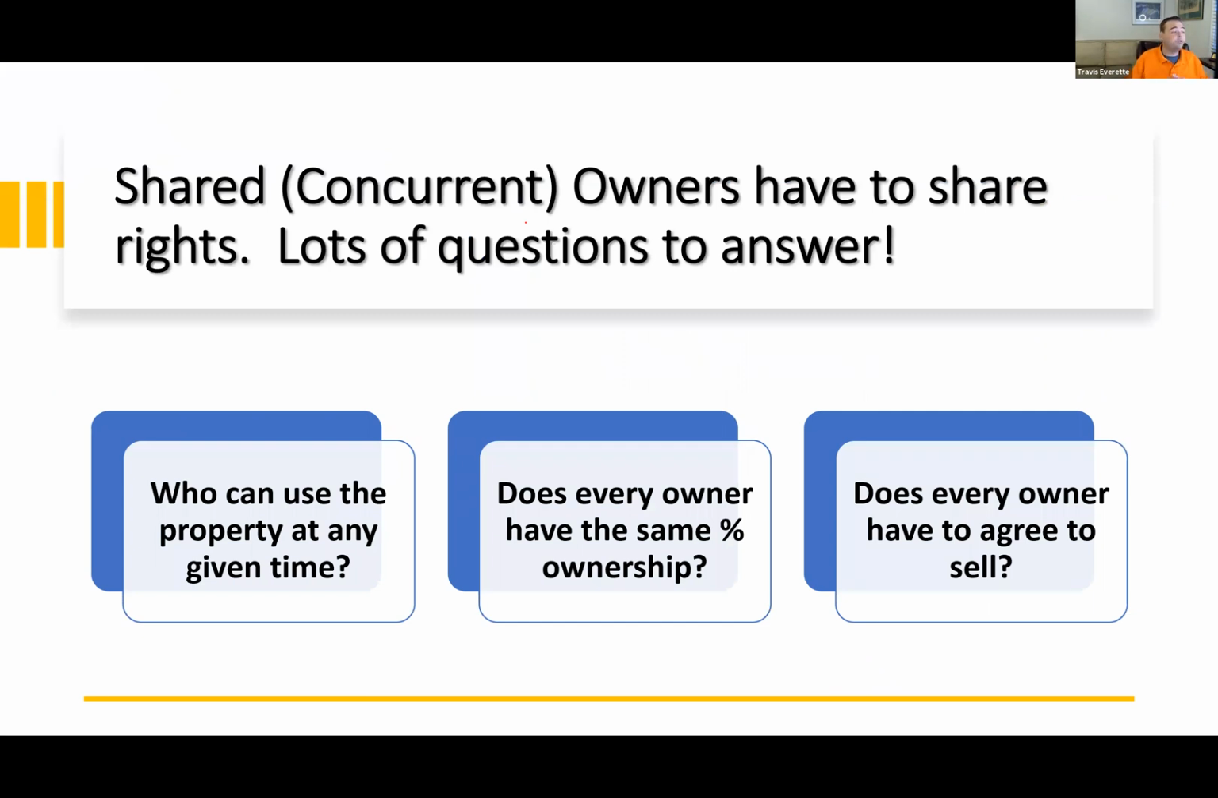And here's why these questions are really important. We need to answer some things about the sharing of the property. Look at these questions. If we've got more than one owner, which one of them gets to use the property at any given time? Do you think that's an important question that we need to figure out if we've got 2 or 3 or 10 different owners? Do we need to figure out who gets to use the property at any given time? Yes.